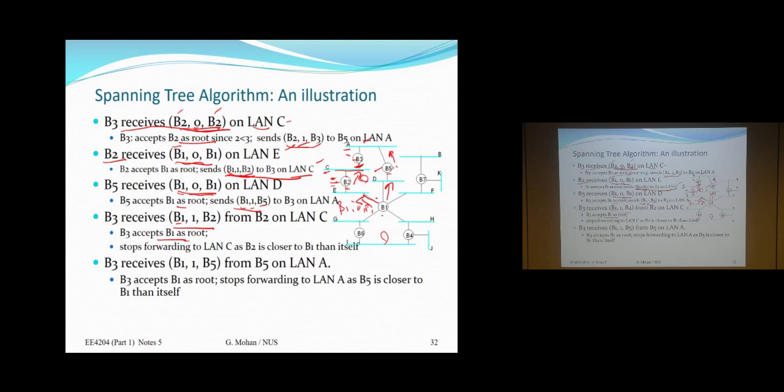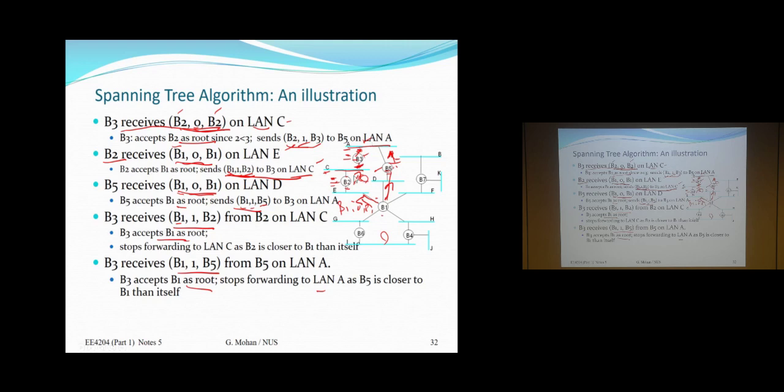Okay. Similarly, when it receives the message B1, 1, B5 from here, it accepts B1 as the root, but at the same time, it understands that B5 is closer to the root when compared to B3, and this is received on this LAN. So LAN A is connected to B3 and B5, but B5 is closer to the root. So what will it do? It will declare that this port is inactive. So it will stop forwarding to LAN A here. That means eventually physically B3 is connected, but these two ports will be inactive.